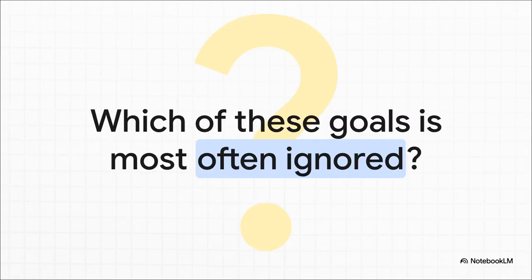And that really brings me to a final question for you. We've gone through all these different goals, finding bugs, building confidence, making sure things are compliant, and ultimately informing decisions. So I'm curious, in your experience, which of these really important goals do you think gets ignored the most? Which one do teams tend to forget about?